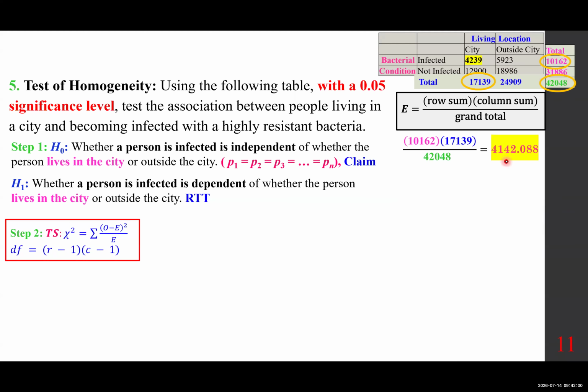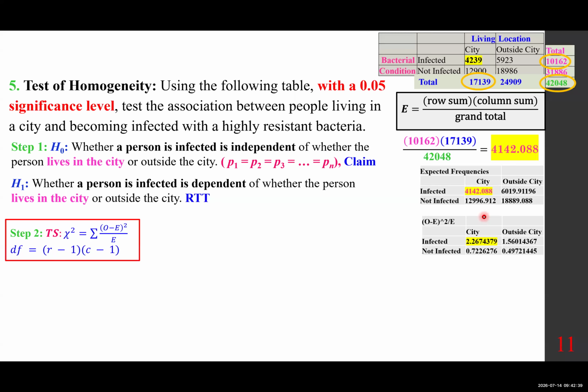And you get 4,142.088. And of course, you have to do that for each cell. There are 1, 2, 3, 4 cells. Okay, that's one. P1, P2, P3 really stops at P4. 4 cells, okay. I'll put P7 in case we have more. Okay. Now the expected frequency, we calculated for one cell, and here's the rest of them. And you can use any technology. For example, Excel is used, and with more decimals.